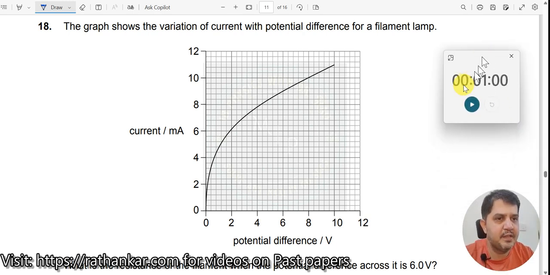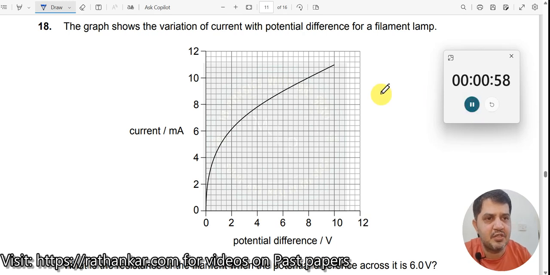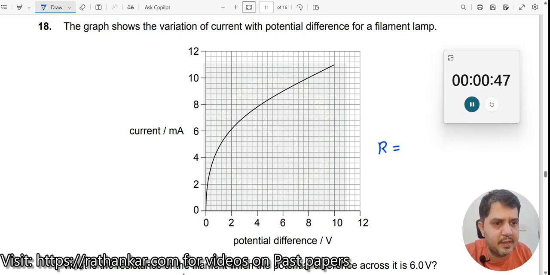Okay, question number 18. The graph shows the variation of the current with potential difference for a filament lamp. Okay, current versus voltage, an I-V graph is given. What is the resistance of the filament when the potential difference across it is 6 volt? Across 6 volt, what do we do? Resistance of the filament, R is equal to V by I. Very simple. So find out what is R here.